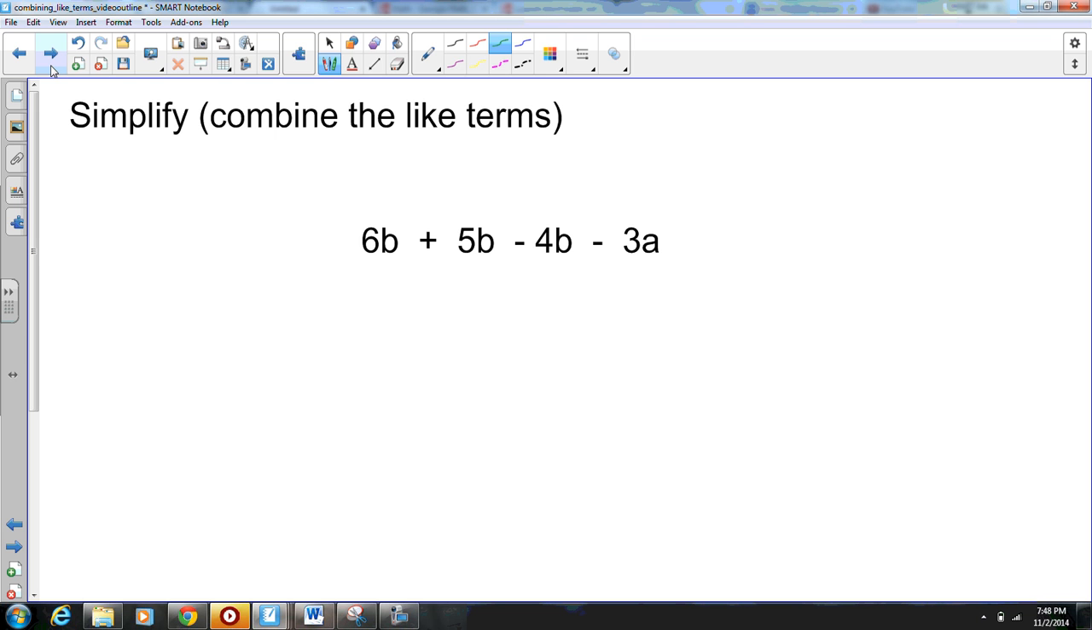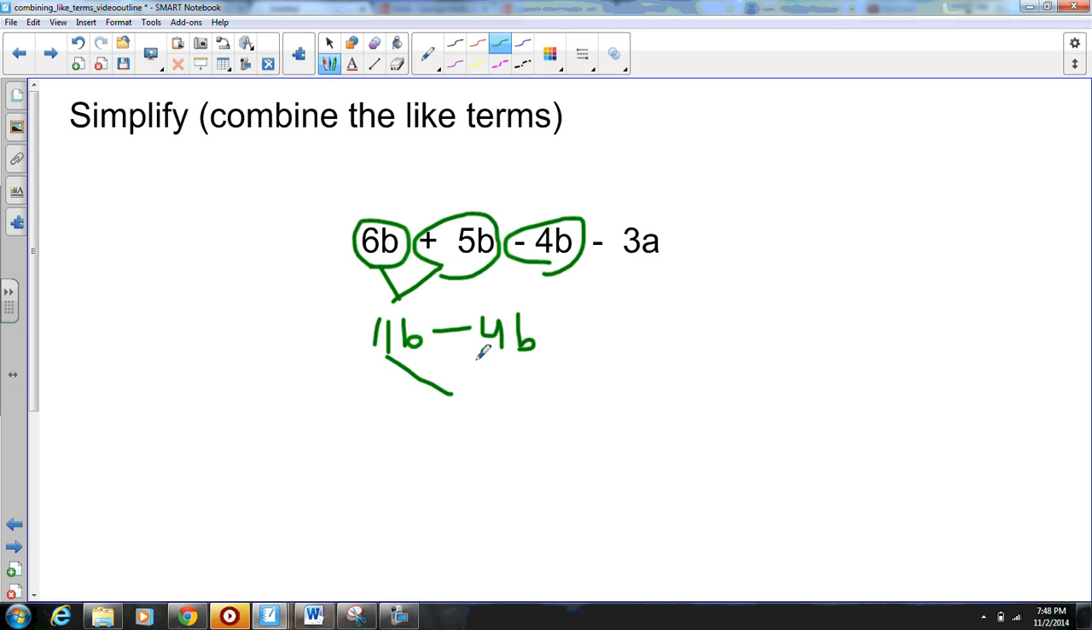Simplify and combine the like terms. Okay. So first we have 6b plus 5b minus 4b. They are all like terms. Again, they share the same variable, the same buddy. So first, following order of operations, we'll add and subtract from left to right. So I'm going to add 6 plus 5, which gives me 11b, minus 4b. And then I'm going to combine these terms. 11b minus 4b is 7b. And then I'm going to bring this minus 3a straight down. So my simplified expression, when combining the like terms, is 7b minus 3a.